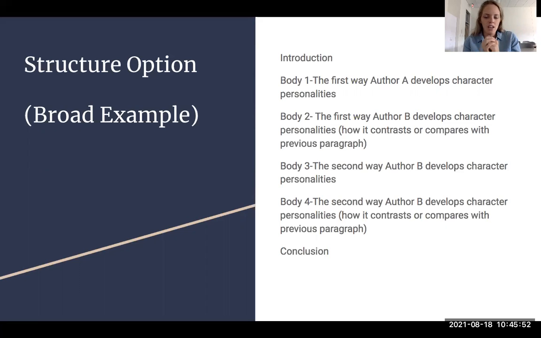The next section is the second way that they do that, right? The second way that they develop character personalities. And I am going to talk about how author B does it. And then I'm going to talk about, oh, I'm sorry, guys, I have a typo here. The second body four should be the second way author A develops it, right? So that's just kind of a stylistic thing. You can go in any order you want, but you want to think about talking about how they're developing it, and then how is that the same or different? Okay, and then of course the conclusion.